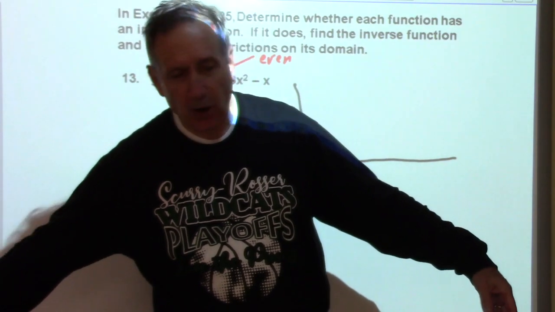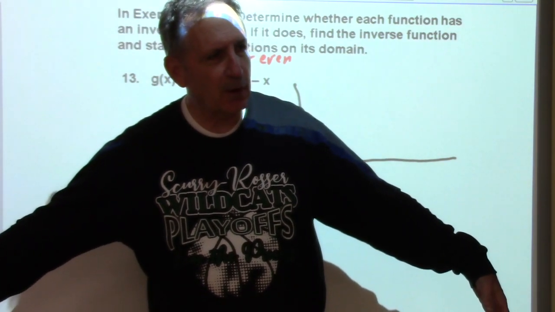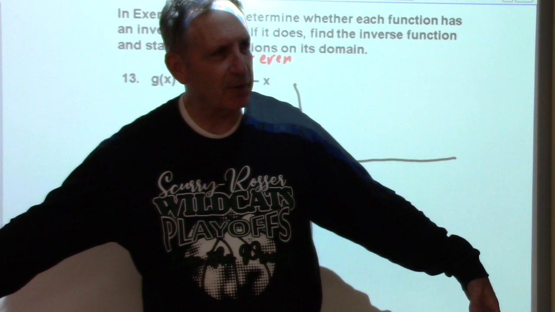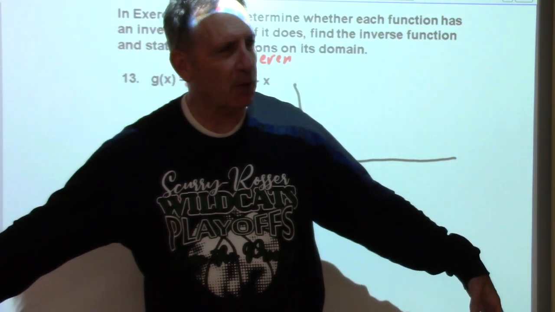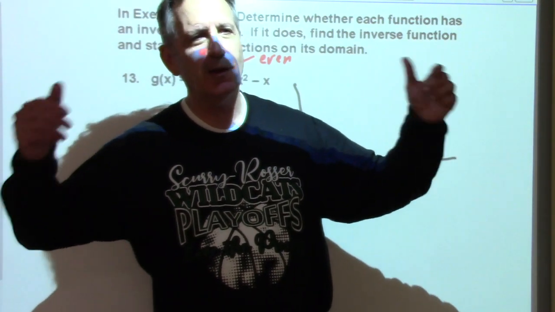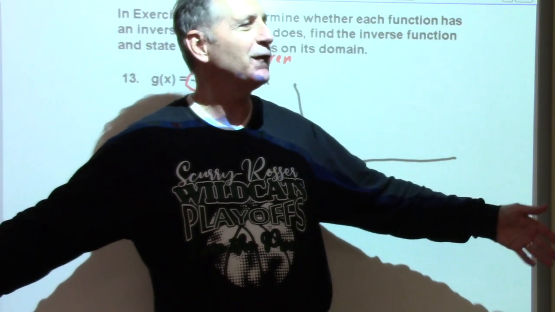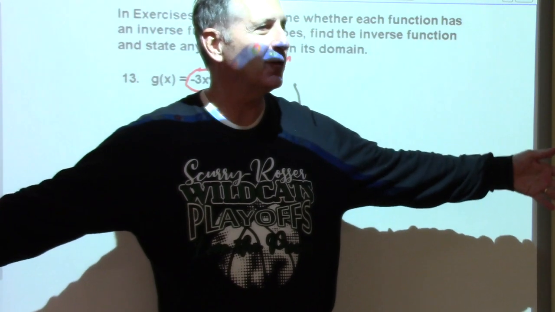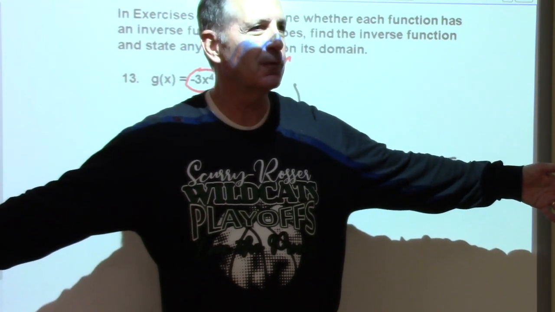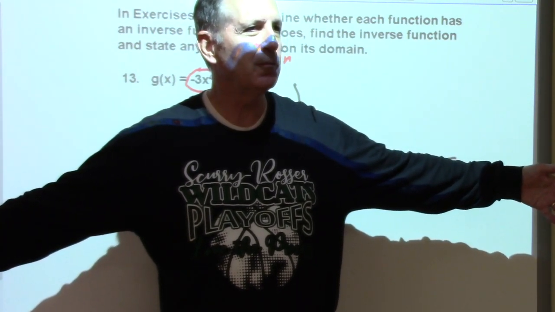So a function that starts low and ends low, is that going to pass the horizontal line test? No, it's not. So what I'm trying to say is, if you know the nature of polynomial functions, you wouldn't even have to graph it to figure out that it's going to fail the horizontal line test. Does that make sense? Okay.